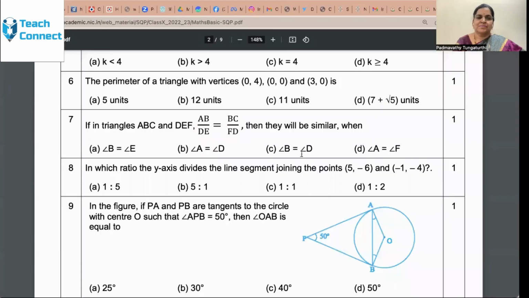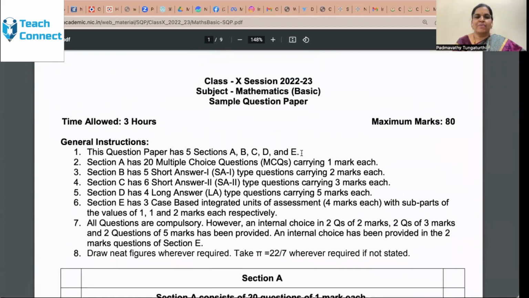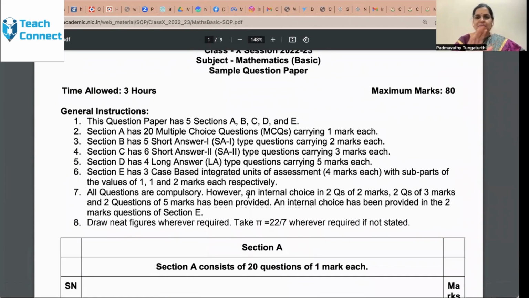Let me share the screen with you all. See, this is the mathematics question paper sample for Math Basic 2022-23. Therefore, let us not worry about the number of sections; every child will know.